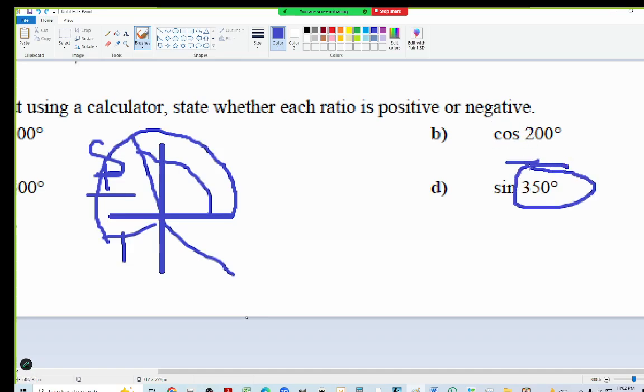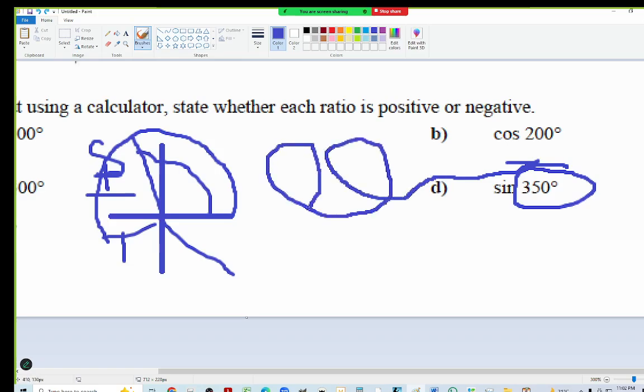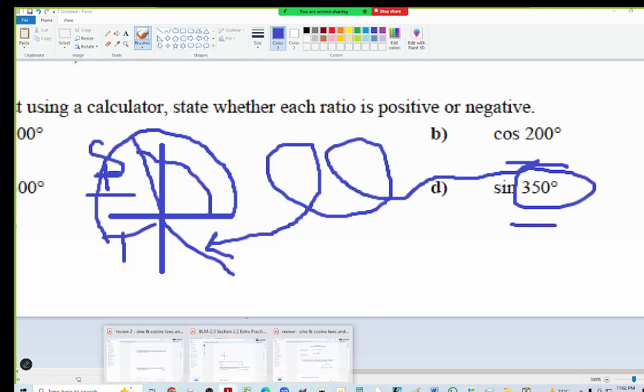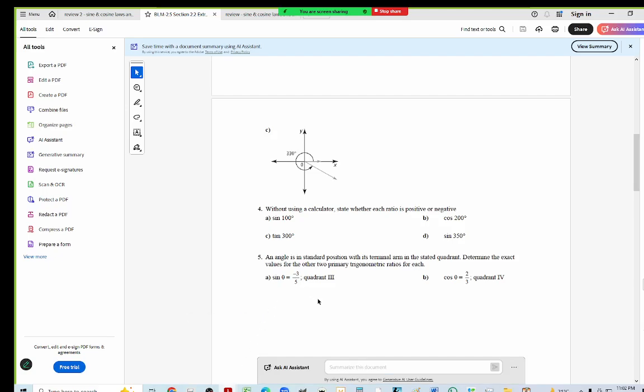Finally, 350 is in what quadrant? The fourth. What's positive and negative there? This answer is negative. That's all they want to know. When you're in the test, go to the simple ones because it'll build confidence.